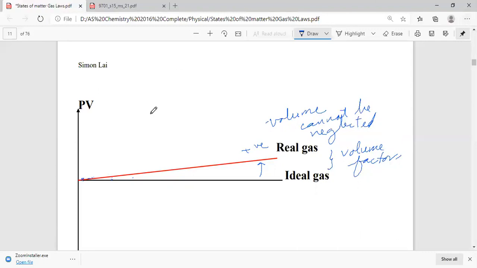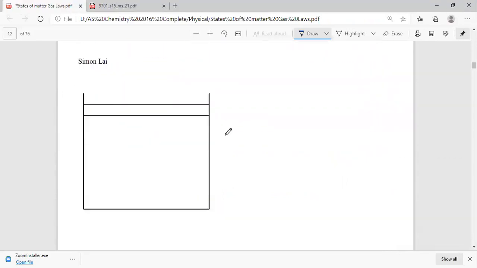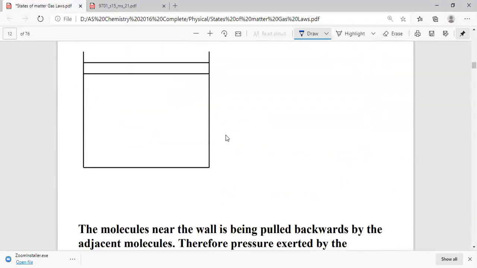Okay, now let's talk about the negative deviation. You must remember that here it says the retarding forces of molecules just hitting the wall. Now you must understand it like this. Let's say I've got gas here, one and two, and three and four, five and six. Okay, wait, one more line here. One, two, three. Now this fellow here, they're close together, high pressure. High pressure.